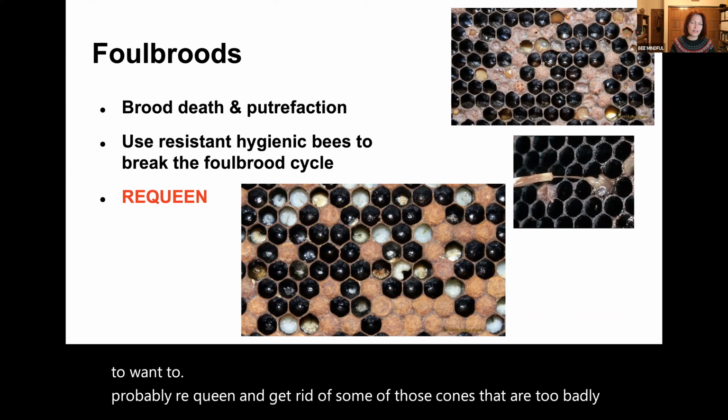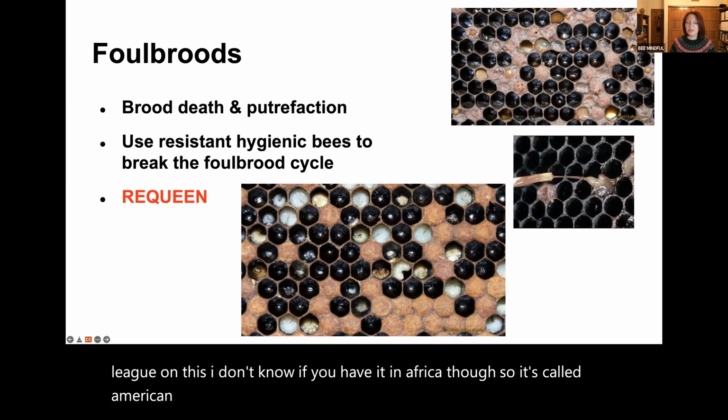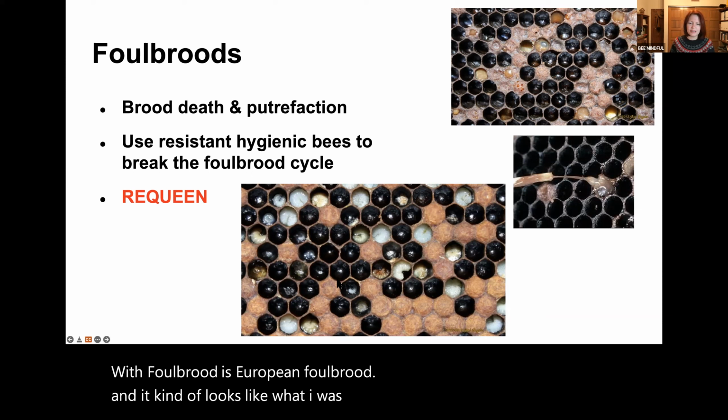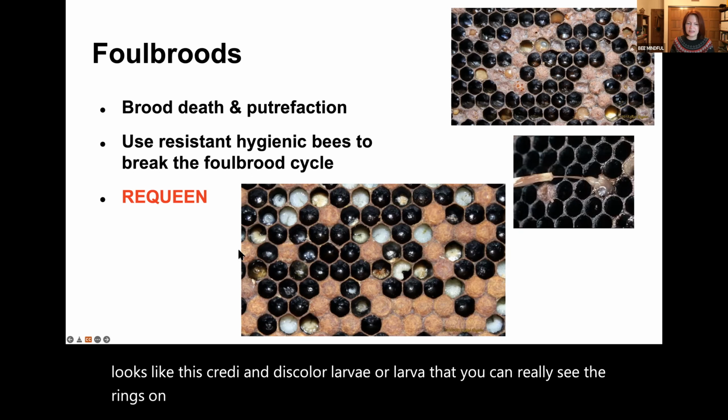I don't know if you have it in Africa though, but it's called American Foulbrood. The other Foulbrood is European Foulbrood, and it kind of looks like what I was mentioning earlier. So anything that looks like this, cruddy and discolored larvae, or larvae that you can really see the rings on them, this is a sign of an issue as well.